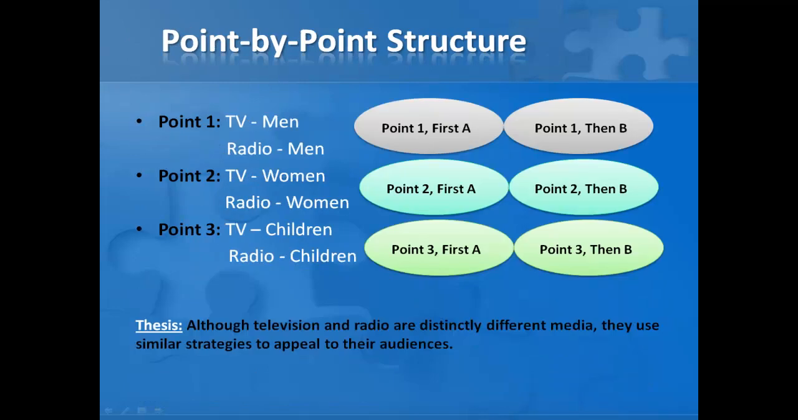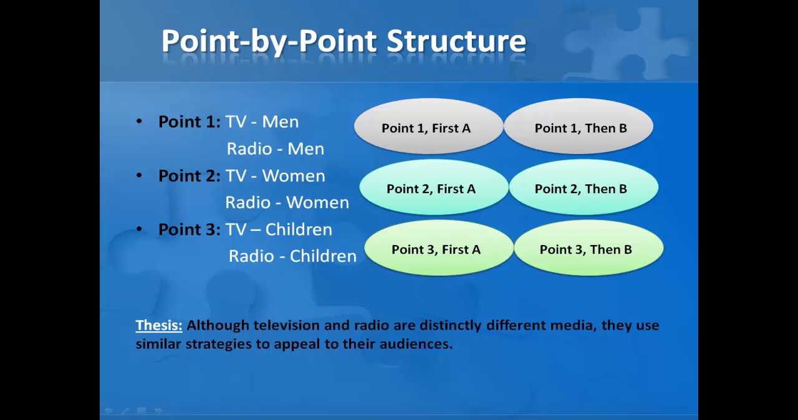Here's another organizational structure where you organize by points. Depending on your topic, this might be the organizational structure to use. In this one, you are able to talk about A and then B, A and then B, A and then B.